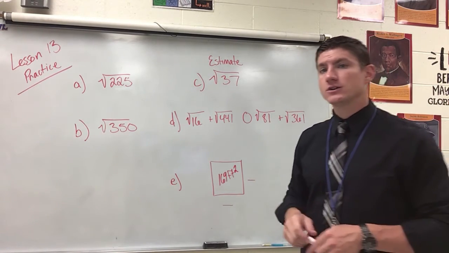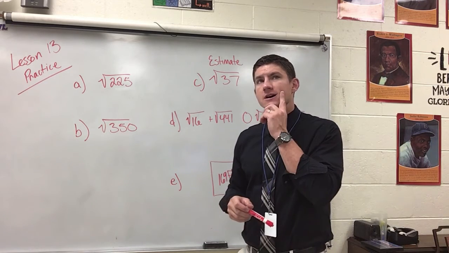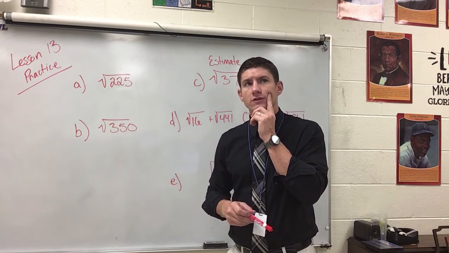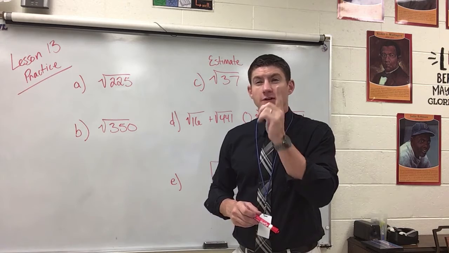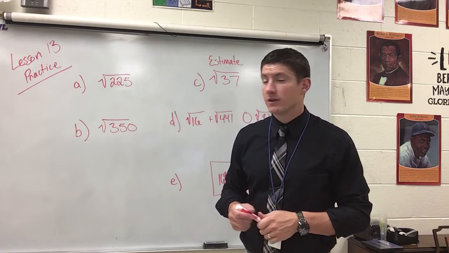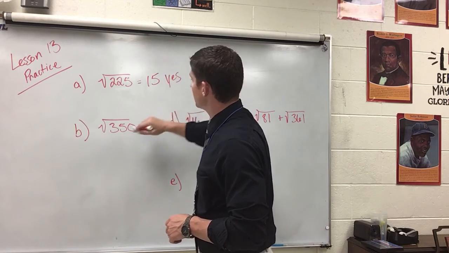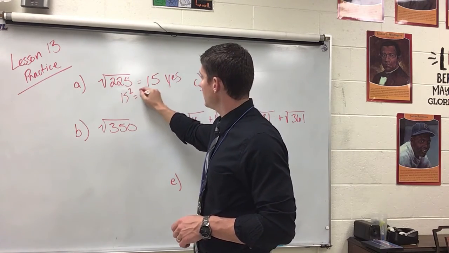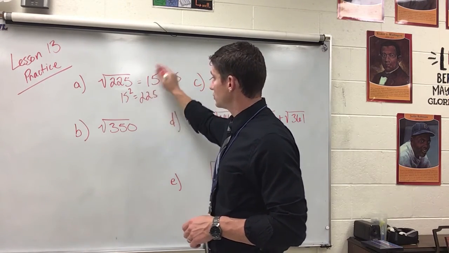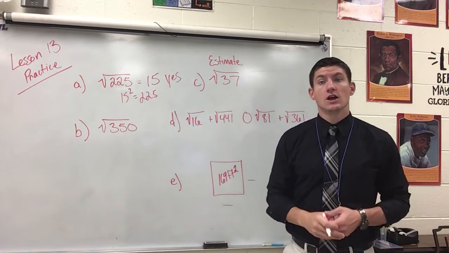If I look at letter A, square root of 225, I think back, what numbers multiplied together give me 225? 15 times 15 is 225. Therefore, this is a perfect square. We would say yes, because 15 squared equals 225. The square root of 225 is then 15. Those are inverse of each other.